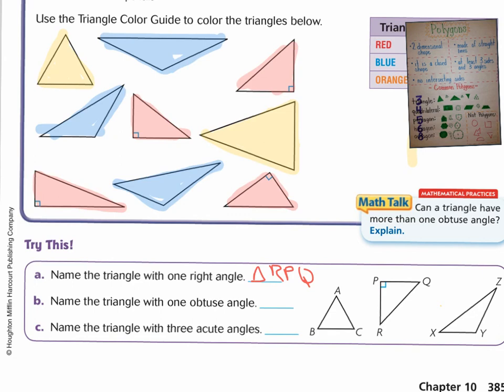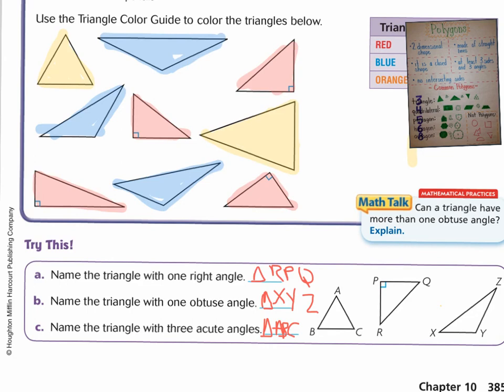And then let's take a look at name the triangle with 1 obtuse. So again, we're going to do triangle, and I see XYZ has the obtuse angle there. So it's X, Y, and Z. And lastly, name the triangle with 3 acute. So it's triangle ABC.